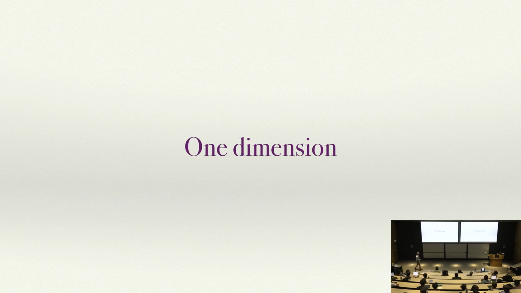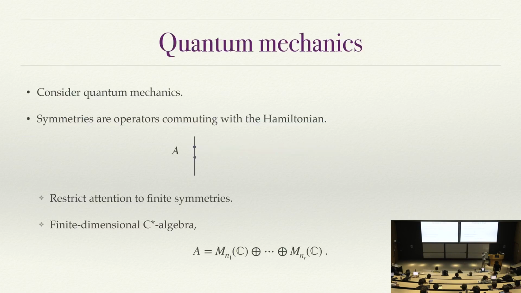So let me talk about one dimension at the risk of saying trivial things. Let me just start with quantum mechanics. Symmetries in quantum mechanics operate as commuting with the Hamiltonian, so you can move them up and down a line freely. And if I restrict attention to finite symmetries, then they should form a finite dimensional C star algebra.